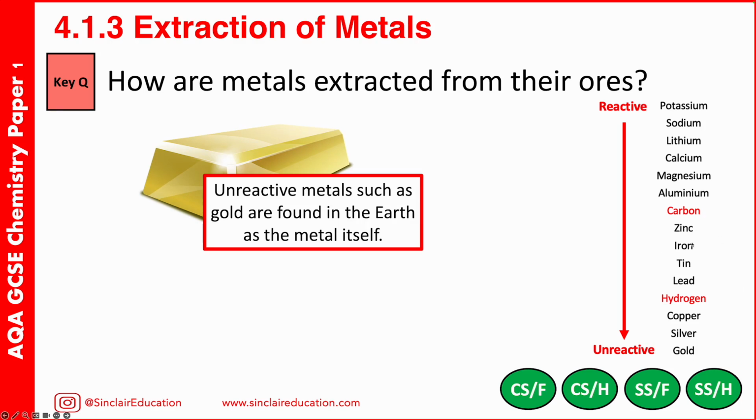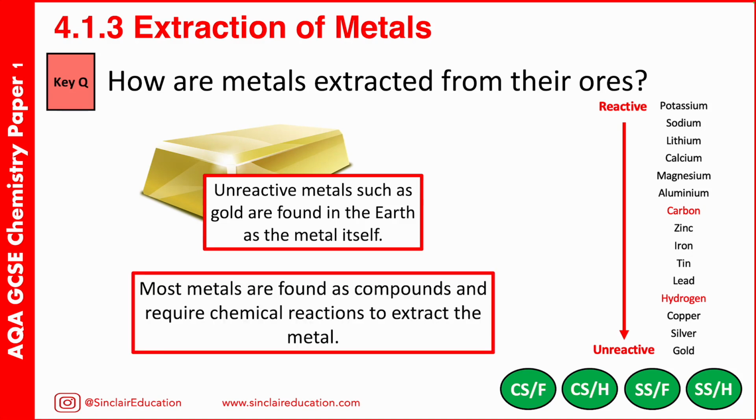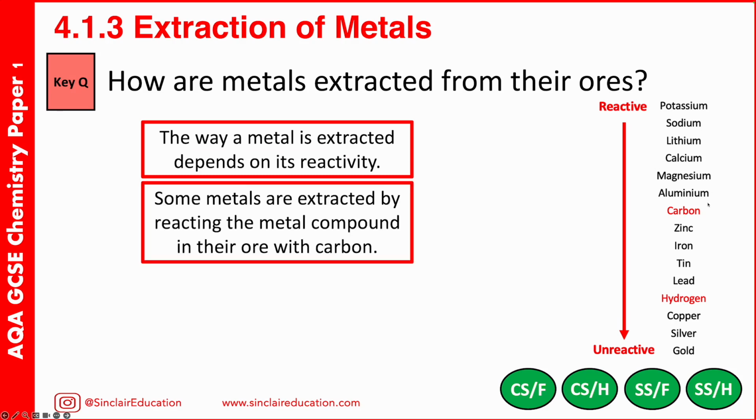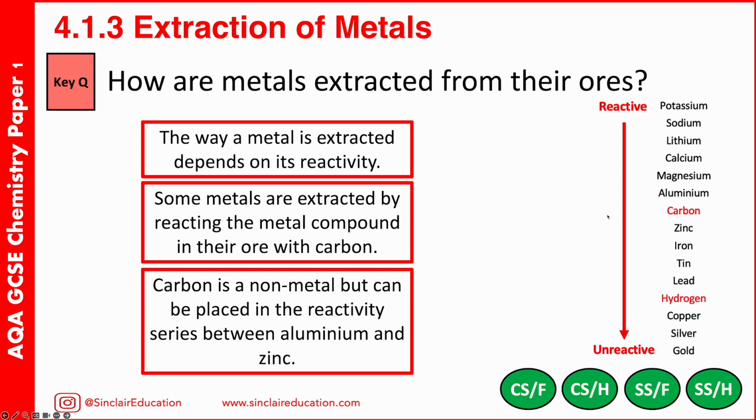But for example, iron, tin, lead, aluminium, we're going to find that these are found as metal oxides within ores in rocks. So most of these are going to be compounds and will require reactions to extract them out. Now, the way in which we extract them depends on where they are on this reactivity series. So some metals can be extracted using carbon, and we can use carbon to displace them out of their ores.